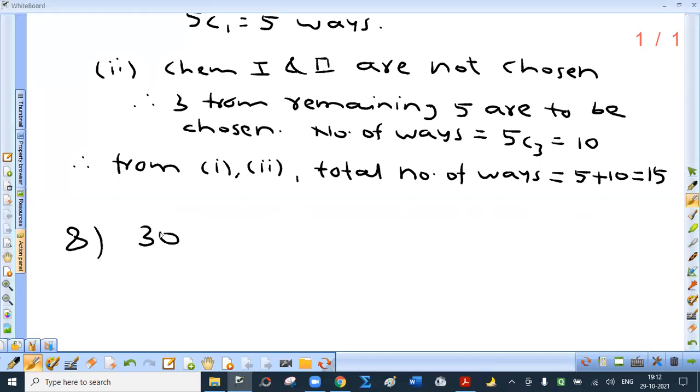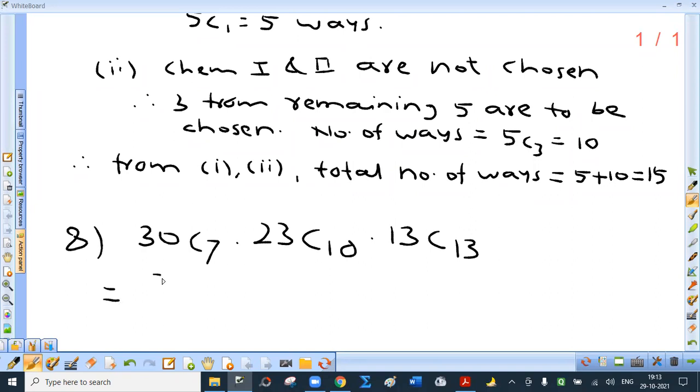30 C7 ways. So how many are left? 23, of which 10 are to be selected. So this can be done in 23 C10 ways. Now how many are left? 13, of which all are to be selected. So this can be done in 13 C13, that is 1 way.